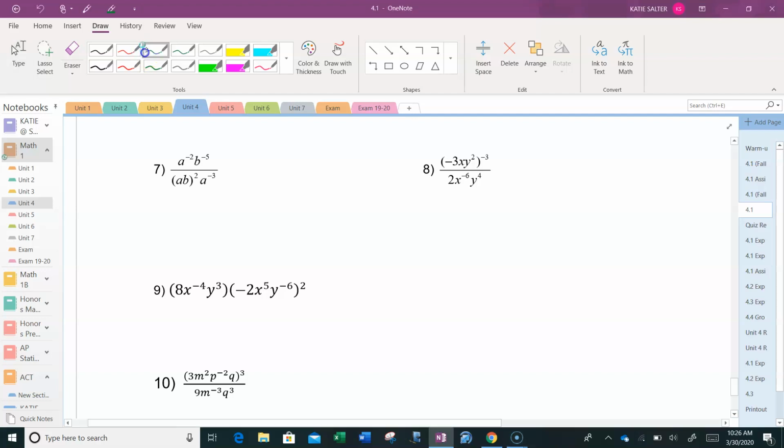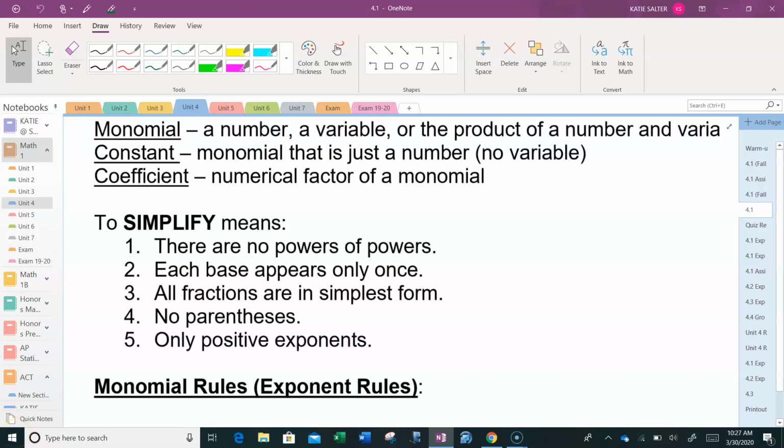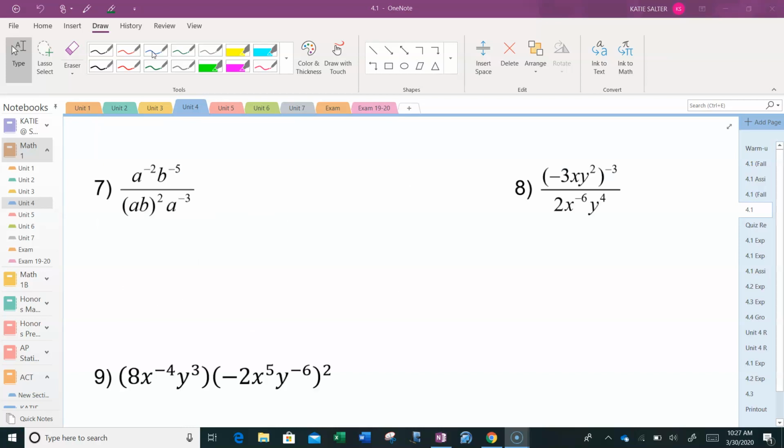So let's look at this first problem right here. a to the negative 2, b to the negative 5th, all over ab squared times a to the negative 3. What freaks me out about that is all the negative exponents. Recall from the beginning of our notes, to simplify means there are no powers of powers, each base appears only once, all fractions are in simplest form, no parentheses, and only positive exponents. So going back to this problem, the first thing we've got to do is get rid of these negative exponents, and then that way we'll at least have that part of our simplifying done.